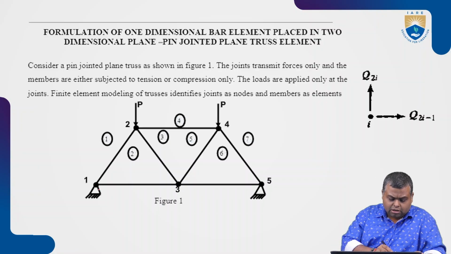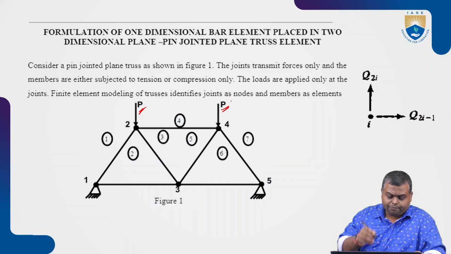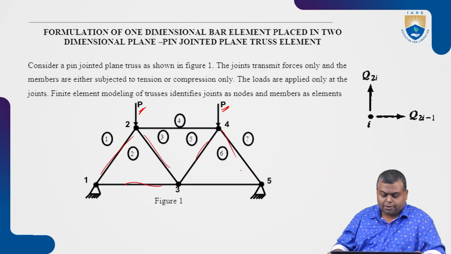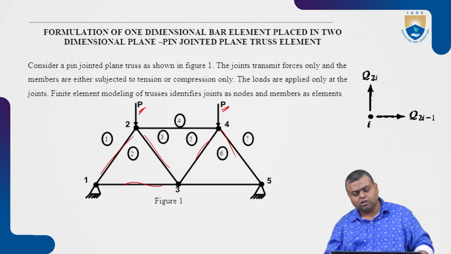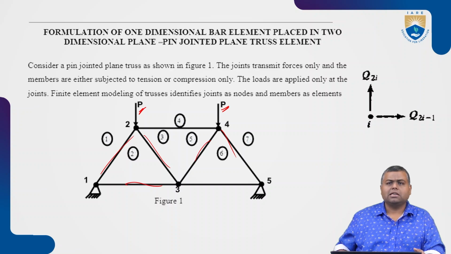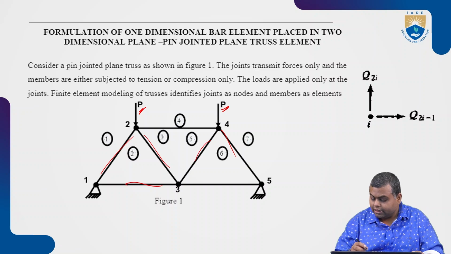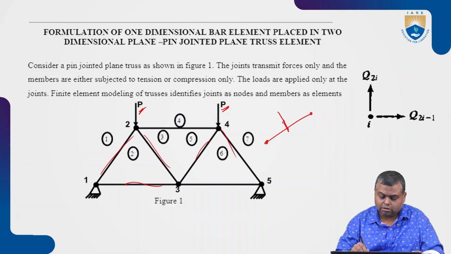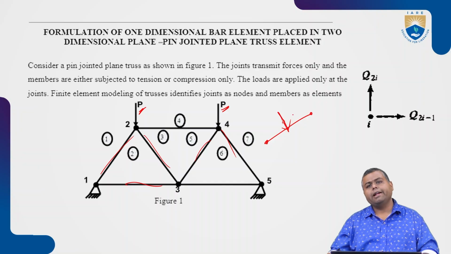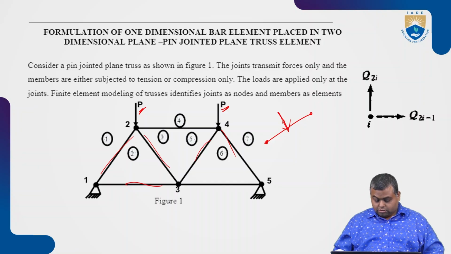Suppose these are the loads which are applied at 2 and 4, and these are all members related to that truss element. The loads are applied only at the joints. Finite element modeling of the truss identifies joints as nodes and members as elements. So I have already informed you that elements and nodes are how we categorize any discretization in an FEA model.